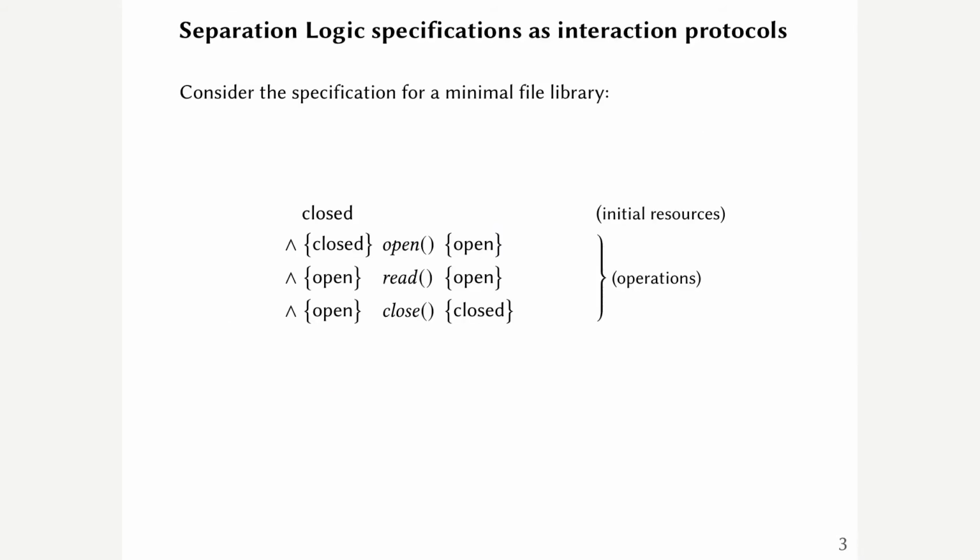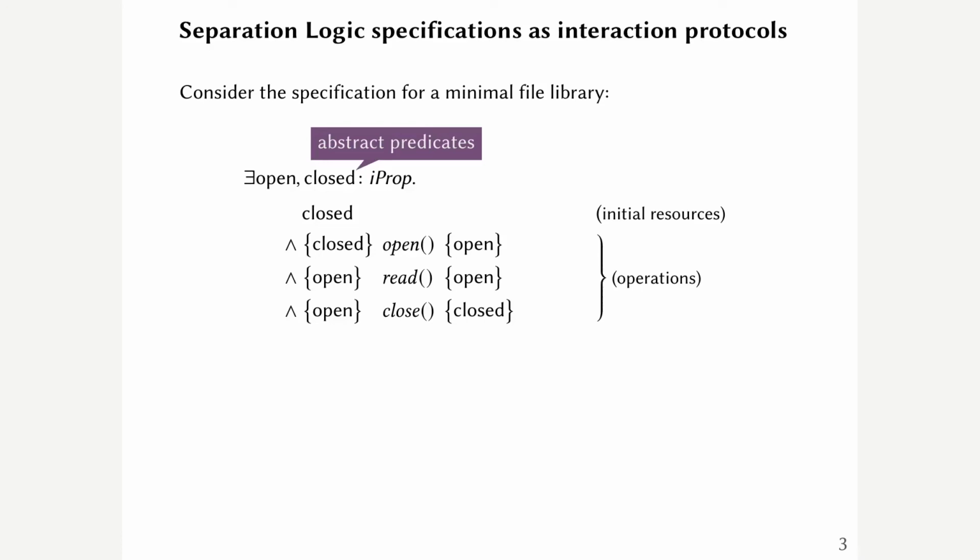Let us consider a concrete example. So here we have a separation logic specification for a minimal file library giving access to a single file. Initially, the specification gives us the closed separation logic resource, which specifies that the file is initially closed, and we also get the specification for three operations. The open function opens the file, consuming the closed resource and producing the open resource. Read leaves the file open, and finally close consumes the open resource and gives back the closed resource.